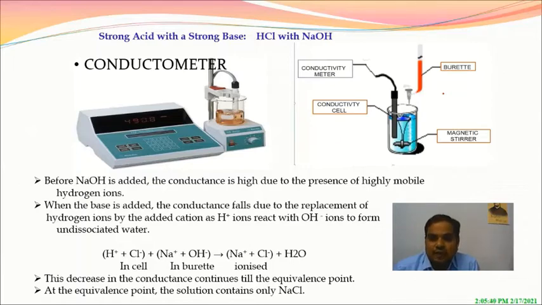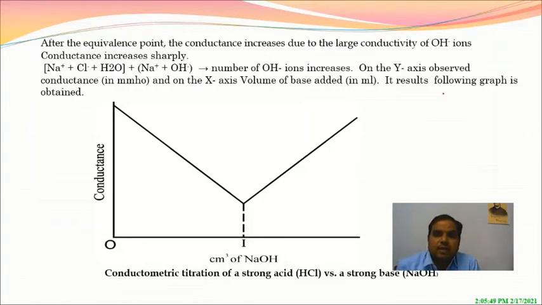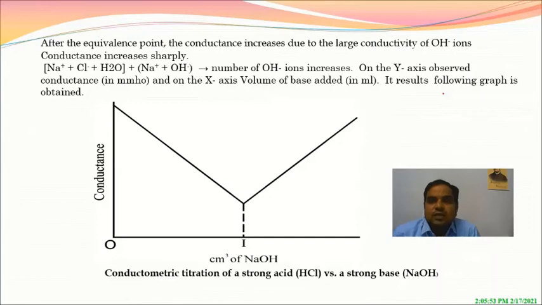Till the end point, at the equivalence point, what does the solution contain? The solution contains only NaCl. What happens after the equivalence point? The conductance increases due to the large conductivity of OH minus ions. Conductance increases sharply.